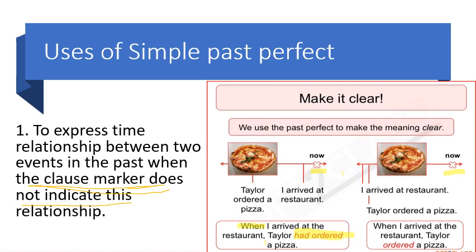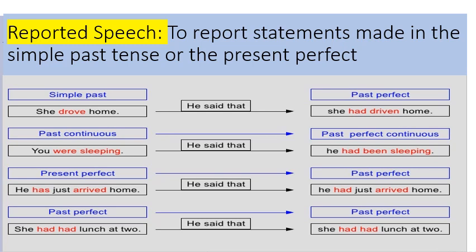It doesn't indicate which action happened before the other. We'll show this clearer when we compare the simple past with the past perfect. Okay. Second usage. We usually use the past perfect in reported speech. Sometimes when somebody says a sentence or makes a statement in the past simple tense or the present perfect, and you want to report, you change it from direct speech into indirect speech, which we call reported speech. When you report that speech, you change it into the past perfect.